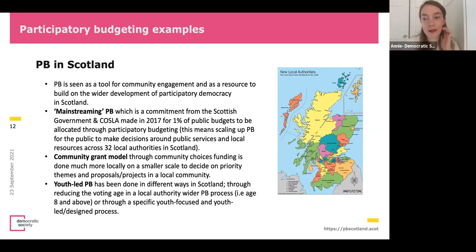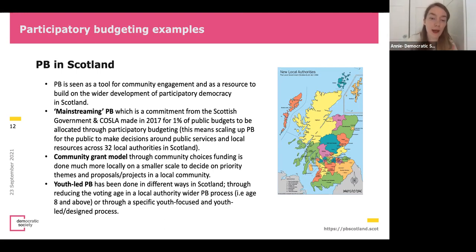So this is done a little bit more on a wider scale. We've got a thing known as mainstreaming PB, which is a commitment from the Scottish Government and COSLA made in 2017, and it's 1% of public budgets to be allocated through PB. So it means scaling up the PB. So typically it was done on sort of a community grant model, maybe smaller budgets, but now that's been broadened, so it's actually a lot of money around public services and local resources. So this is across 32 local authorities in Scotland. So it's a wider scale, but at a local level, if that makes sense.